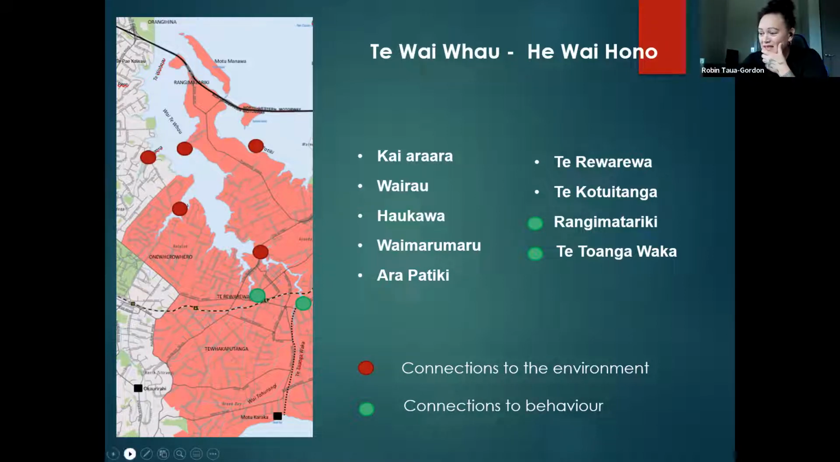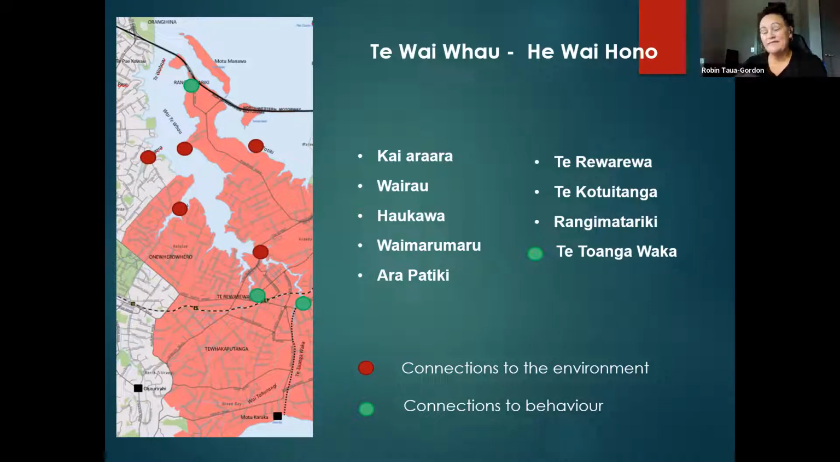We've got up the other end, up here, this is called Rangi Matariki. And actually this is one of the most fertile places along the edge of the Whau. But we called this Rangi Matariki because when you're standing there, and you can go there today, it's where the go-kart place is.